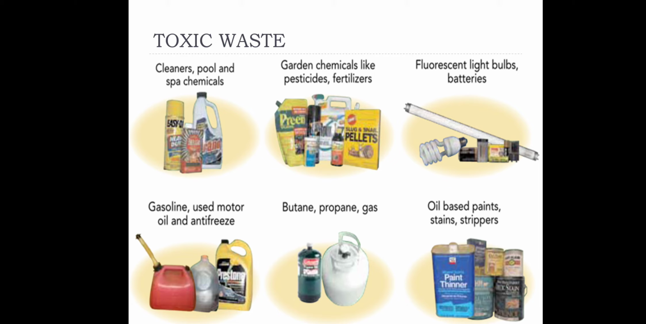On the screen, you will see the different toxic waste like cleaners, pool and spa chemicals, garden chemicals like pesticides and fertilizers. Fluorescent light bulbs and batteries are also toxic waste. The gasoline, used motor oil, and antifreeze, butane, propane, and gas, oil-based paints, stains, and strippers. So these are all hazardous toxic waste.